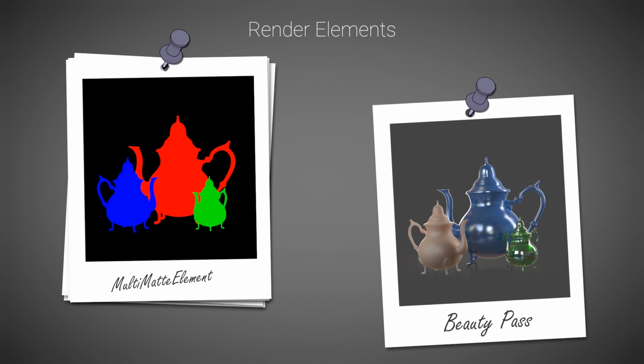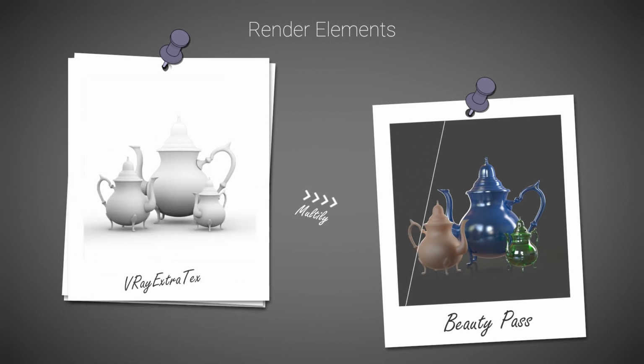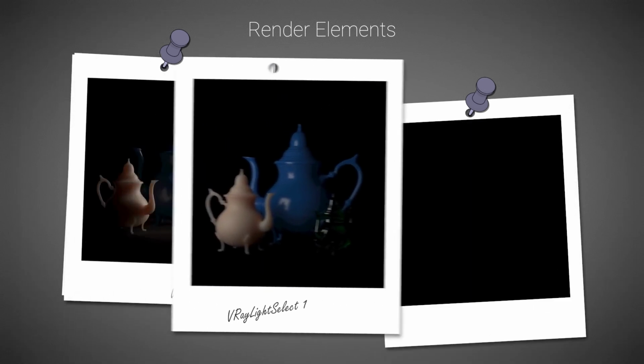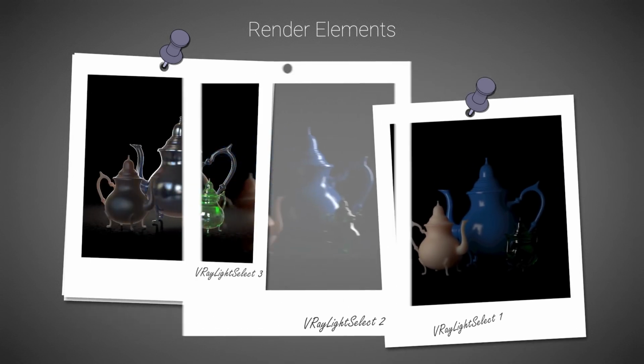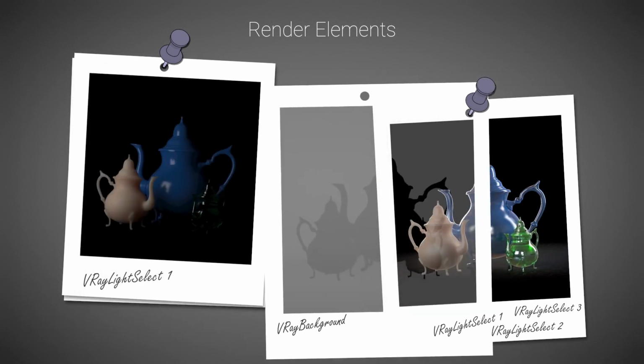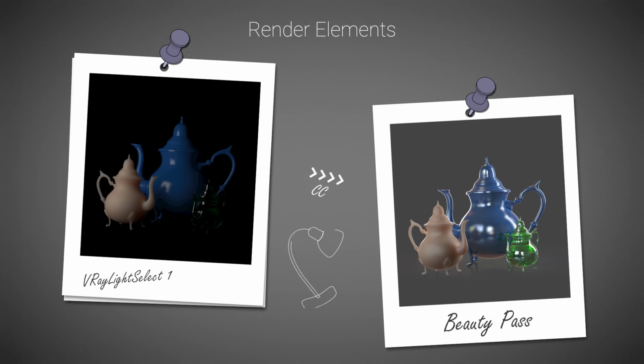We could also add some utility render elements such as multimatte, which allows for extracting masks, and extra tex for adding a custom texture, for example, V-Ray Dirt. Another very useful render element is the light select, which extracts the light contribution of a pre-selected light source. This allows for adjustments of light's intensity and color in post without re-rendering the image.